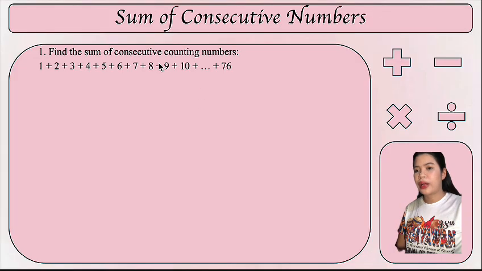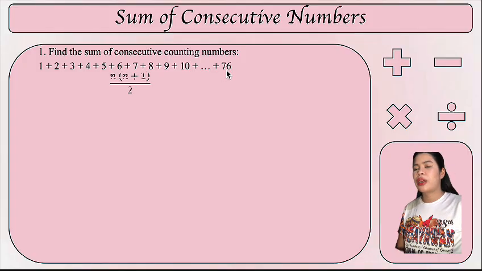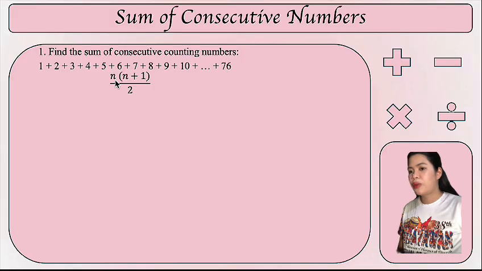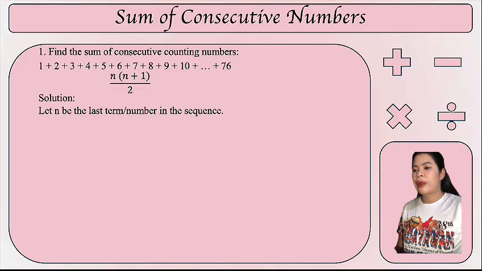So we have here 1 plus 2 plus 3 plus 4 plus 5 plus 6 plus 7 plus 8 plus 9 plus 10, summing up until we reach the number 76. So we are going to use this formula: n multiplied by n plus 1, divided by 2. So here is the solution. Let n be the last term or number in the sequence. So we are getting n equals 76.